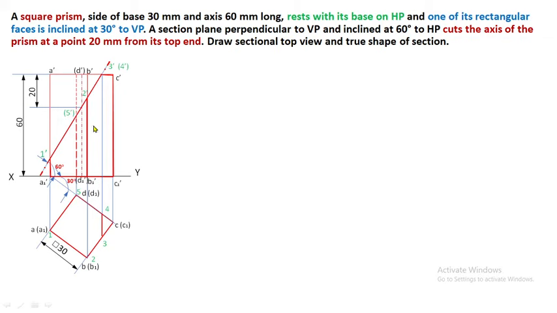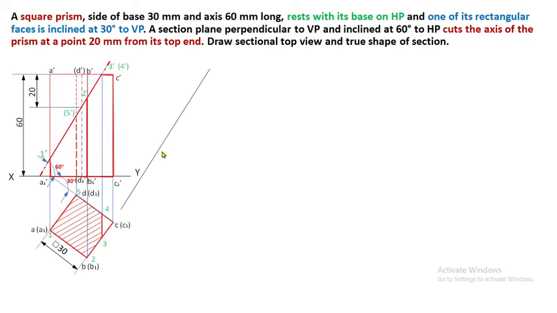After completing all the section plane cutting points, now you can join all these 1, 2, 3, 4, 5 by means of continuous thick lines. Complete the hatching. Hatching has to be done with thin lines, maintaining a uniform distance between the lines of hatching. Okay, this is the final sectional top view. We will see what the apparent shape of section is at the end of this problem.